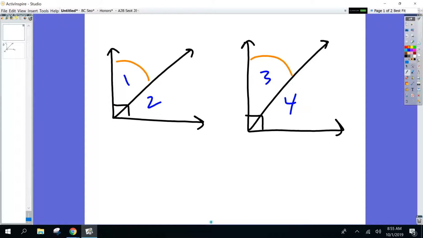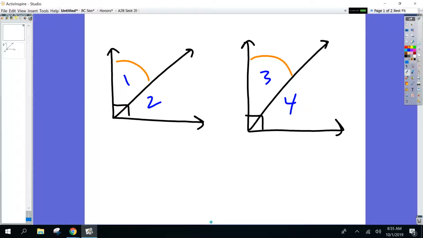Are 1 and 3 the same angle? No. 2 is complementary to what? 1. This angle. 4 is complementary to what? Are they complementary to different angles or the same angle? Different. Same measure, yes, but different angles.